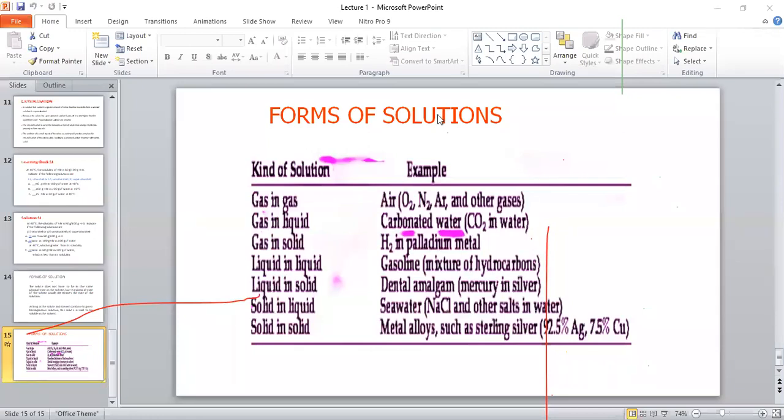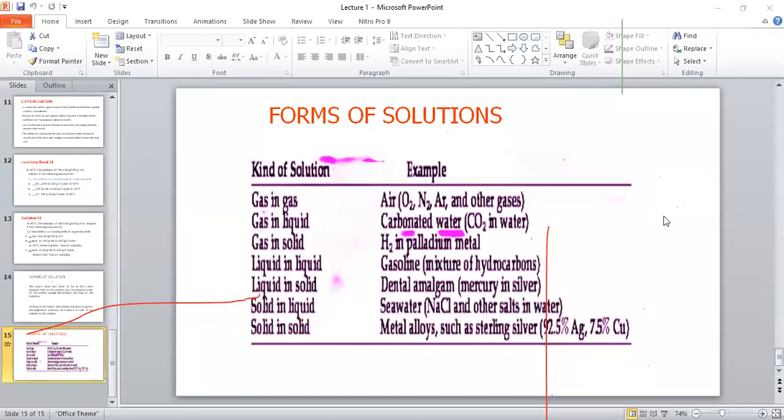Yes, ma'am. I wanted to ask a question regarding solid in liquid. The example under there is seawater. Is it a colloidal solution? Because there's sol and gel. That sol is solid dispersed in liquid. So this particular seawater now, is it a colloidal solution?